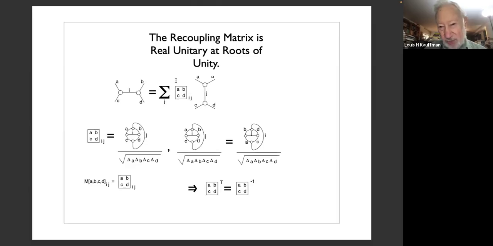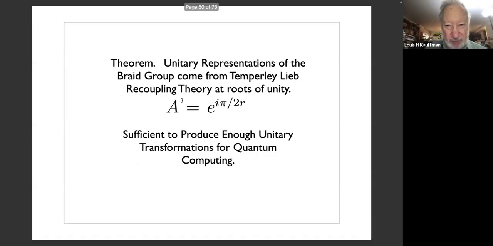These are just the recoupling formulas rewritten to make sure that you get unitary transformations, and then if you use roots of unity, you can use unitary representations of the braid group from the Temperley-Lieb recoupling theory, and it's sufficient to produce unitary transformations for quantum computing. It's a generalization in this form of the universal gate theorem that I mentioned before. You can, in principle, do all your quantum computing using the Fibonacci model.